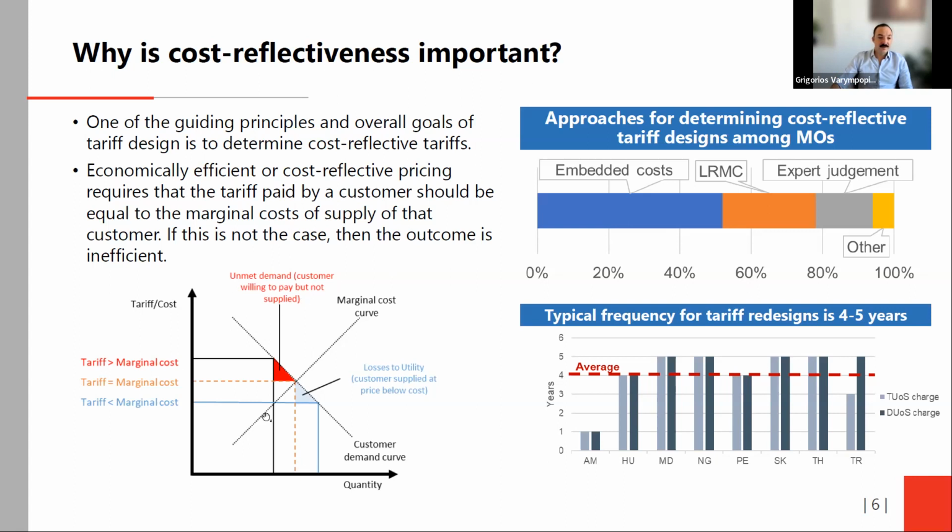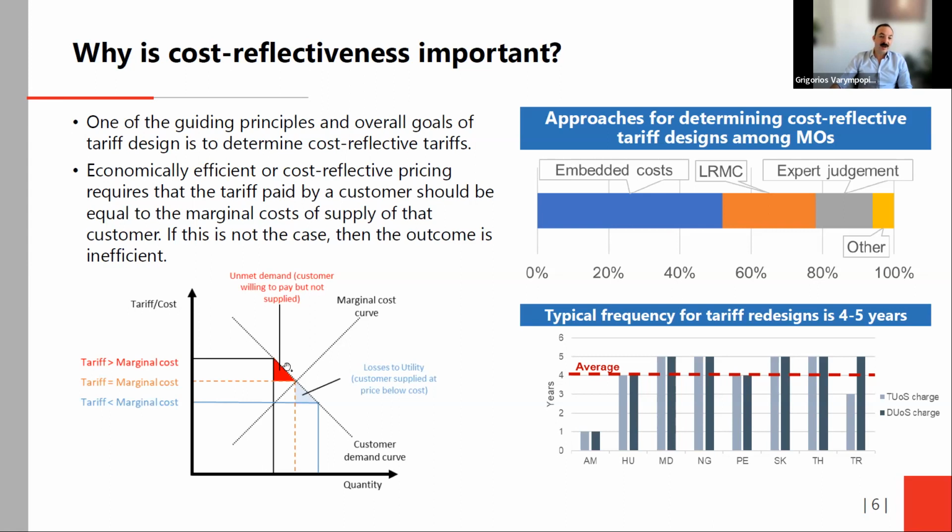In this figure here, we see at the vertical axis the costs or the tariff, and in the horizontal axis the quantity. The dotted curve that you see here is the marginal cost curve, and here it cuts the curve of costs and quantity at this point here. So if we charge tariffs that are lower than the marginal cost of supply, then this means that there will be losses to the utility. So customers are supplied at a price that is below the cost of supply.